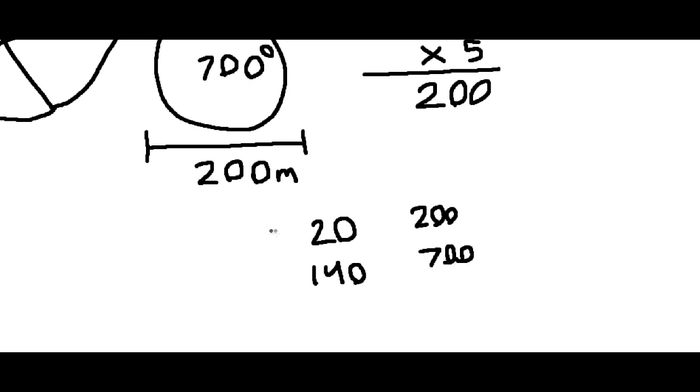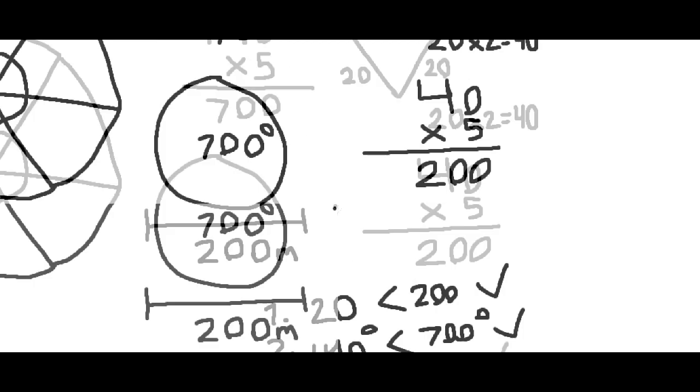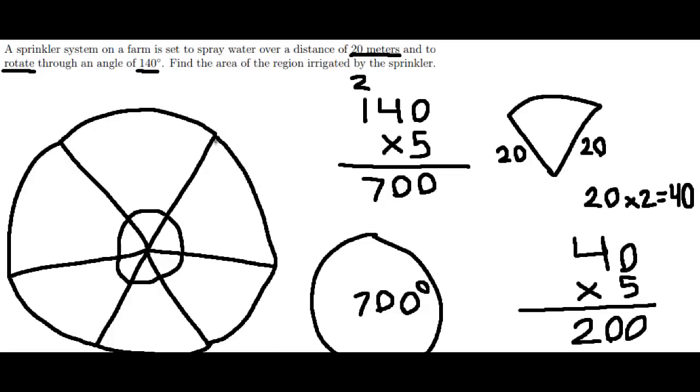Let's start with the first one, right? Is 20 meters at least, or let's rephrase that. Is 200 greater than 20? Yes. So that means it covers at least 20. Now, is 700 degrees greater than 140 degrees? Yes, it covers at least 140 degrees. Both these statements are true, meaning that if we go back to the problem and we have to find the area irrigated by the sprinkler, the answer will be true. It can irrigate the area of 20 meters and 140 degrees.